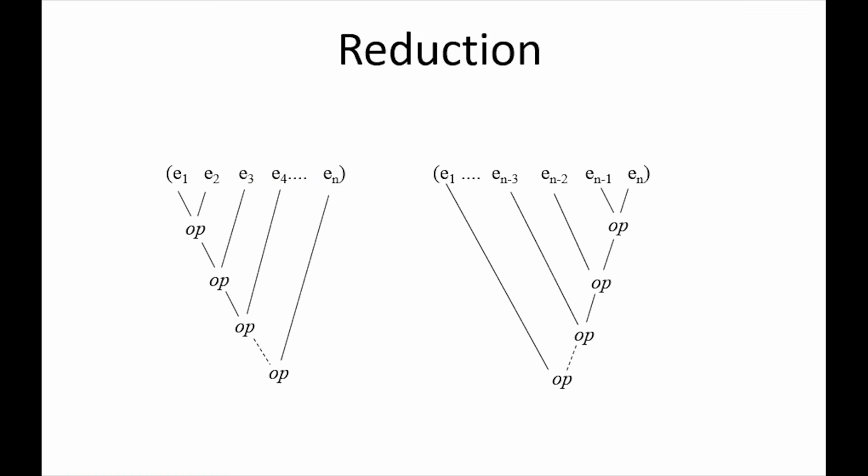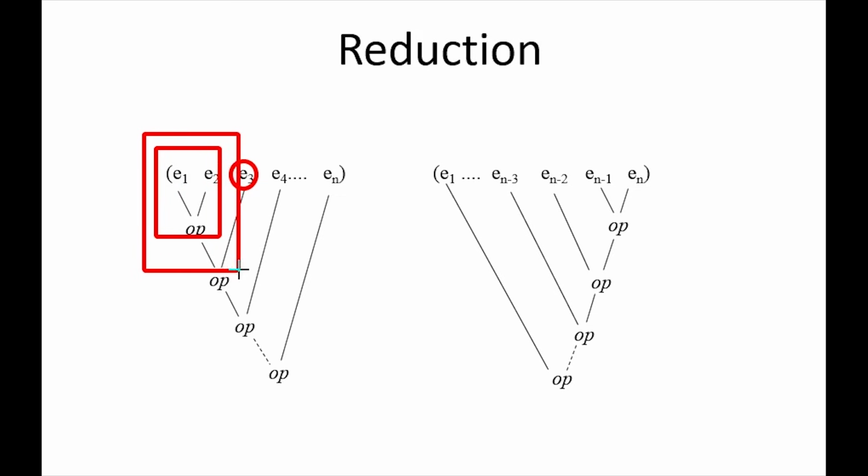The last member in the family is reduction, and the reduction function boils down a list to a single element by means of pairwise composing elements. So here in this example, we take the two first elements, compose them to a value by means of op. So here is a single value, which is composed by the operator again with E3, and so on and so forth.